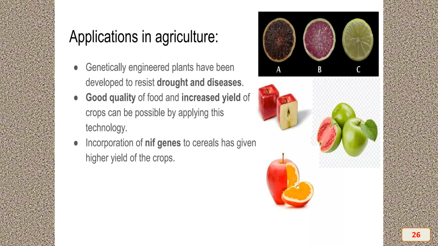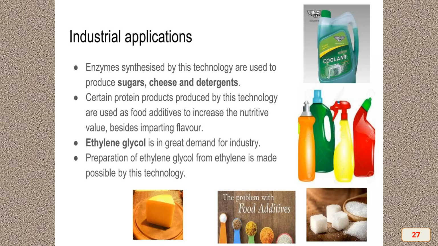In agriculture, good quality food, etc., can also be manufactured using recombinant DNA technology. It is also one of the important technologies in which diagnostic materials can be used, as NIF genes to cereals have given higher yield when compared to other crops. Then also apples, and industrial applications like enzymes synthesized by this technology are used to produce sugars, cheese, detergents, and many more things, and certain protein products produced by.